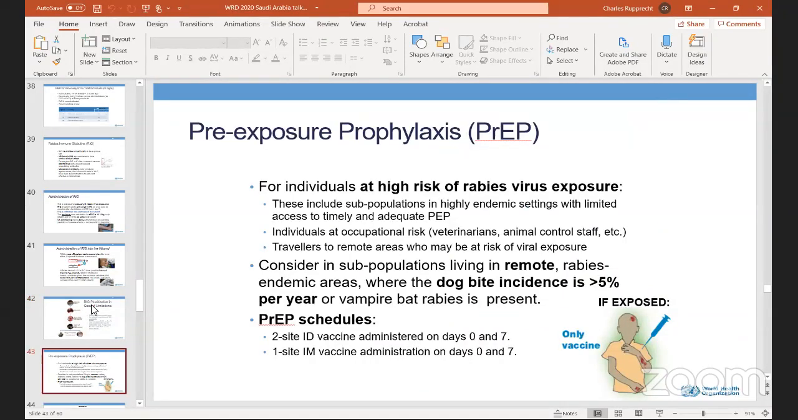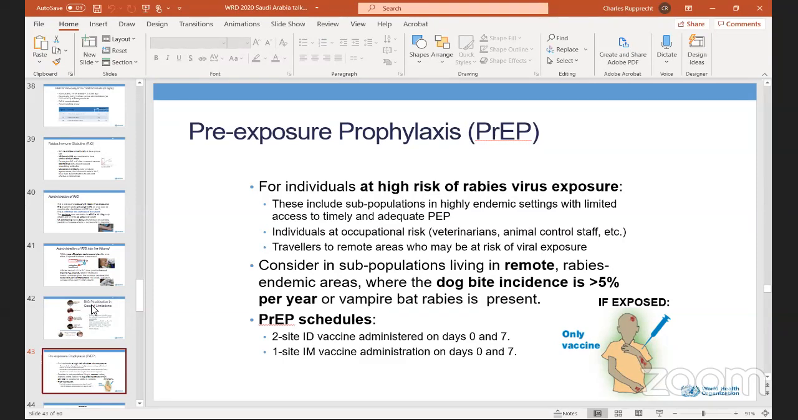Everybody who's at risk of exposure occupationally should receive pre-exposure vaccination. That includes laboratory workers, diagnosticians, vaccine producers, veterinarians, veterinary staff, animal control officers, wildlife researchers, etc. Anyone who's occupationally exposed should have pre-exposure on board, and there are some indications, if human exposure incidence is high, very rarely, that certain populations should receive pre-exposure vaccination as well.